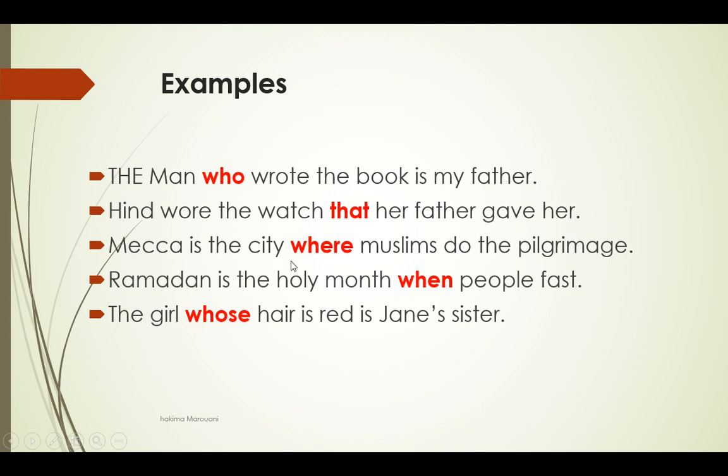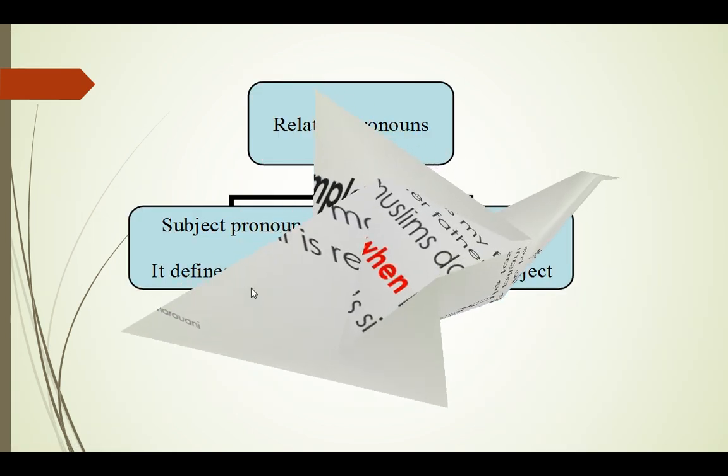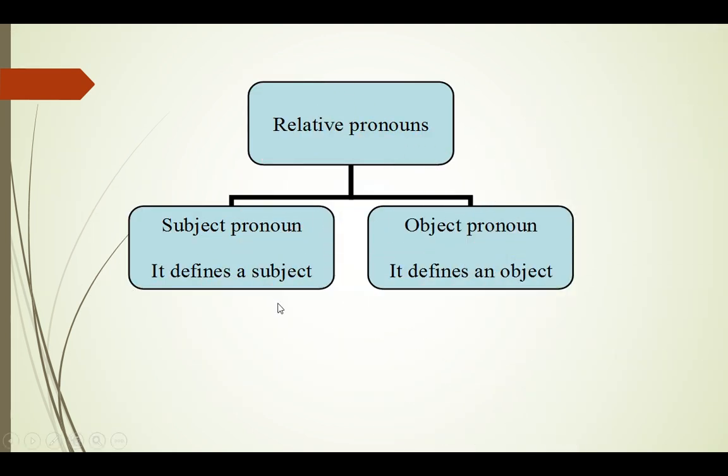Mecca is the city. The city, it is a place. So this is why we used a relative pronoun, which is where Muslims do the pilgrimage. So here we have explained this city. Ramadan is the holy month. So a month, it's a time, and here this is why we used when to explain the month, and whose is to explain what we call the girl.